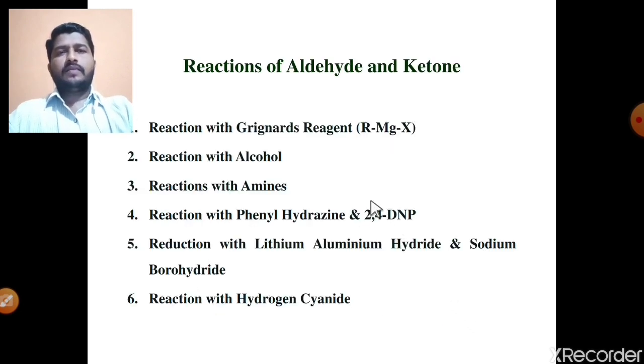See, carbonyl compounds give a variety of reactions. Number one, reaction with Grignard's reagent: a carbonyl compound in the presence of Grignard's reagent gives alcohol. Then reaction with alcohol: a carbonyl compound in the presence of alcohol gives acetal and ketal. Reaction with amine gives imine as well as enamine. Reaction with phenylhydrazine and 2,4-DNP, 2,4-dinitrophenylhydrazine, gives hydrazone derivatives. Then reduction with strong reducing agents, lithium aluminium hydride and sodium borohydride. And the last one is reaction with hydrogen cyanide. It is a simple nucleophilic addition reaction. Let's see one by one.